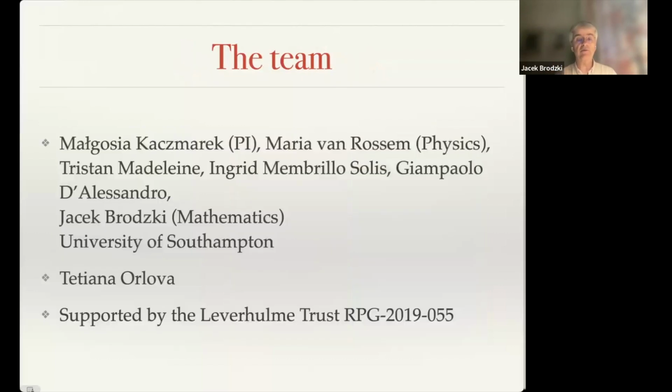And that, I believe, is everything I wanted to say, other than to mention names of people who took part in this research. Our physics friends led by Małgosia Kaczmarek, and our postdocs Marina van Rossum, Tristan Madeleine, Ingrid Membrillo Solis, and a main team member who designed a lot of these numerical experiments. And the three of us, Gianpaolo D'Alessandro, myself, and Małgosia, designed and led this team with help from Tatiana Orlova. And yes, Leverhulme Trust was kind enough to sponsor this, and this is where I can stop. So thank you.